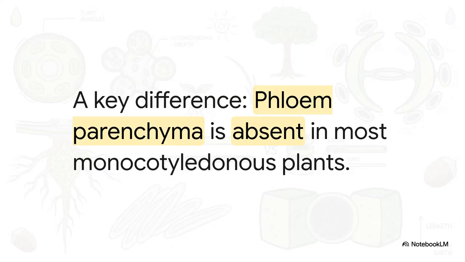Now, for food transport, plants use a different tissue called phloem. And here's a fascinating little detail, a fun fact for you. One of the key cell types in phloem is completely missing in a huge group of plants called the monocots. Now, just remember that little tidbit, because it's a huge clue that helps explain some of the major differences we're about to get into.